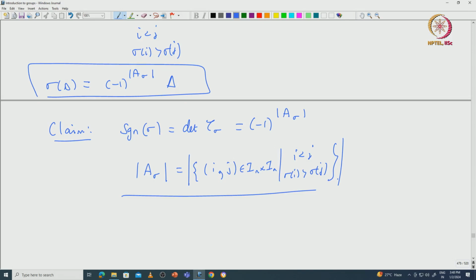So I will stop here, and we will see the proof of this fact in the next class. This first of all introduces the sign map in another way, and it also gives you another characterization of the sign map in terms of this set of inversions. That is why I am interested in doing this. We will stop here, and we will see a proof in the next class.